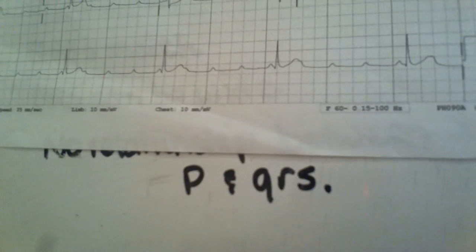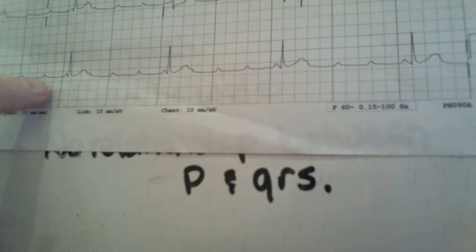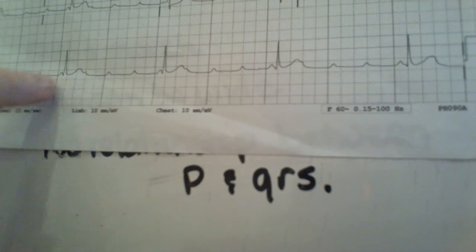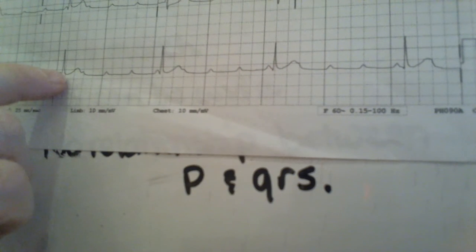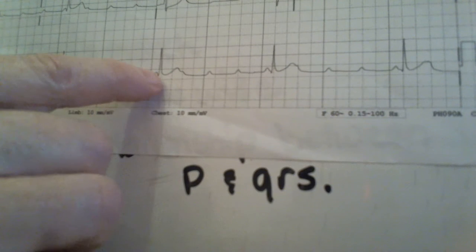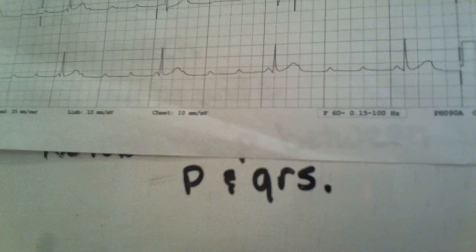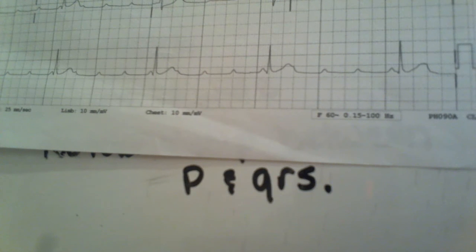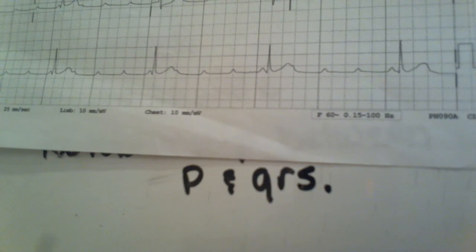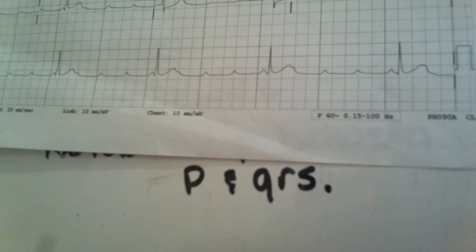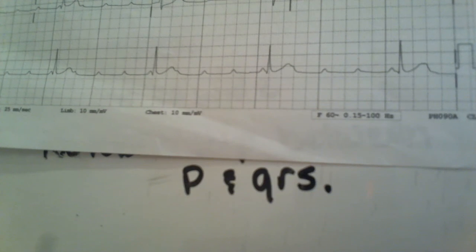But this P here, way out here, is not producing this QRS, nor is this P that's basically on top of the QRS. Again, look at that, it's right on top of it. So that's not making that QRS contraction. So the P's and the QRS's have nothing to do with each other. They're totally beating independently of each other. So that is a third degree block.